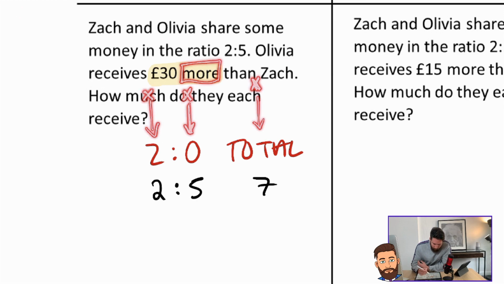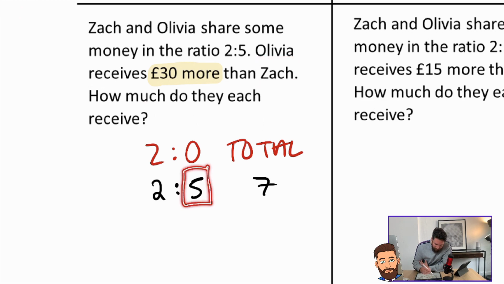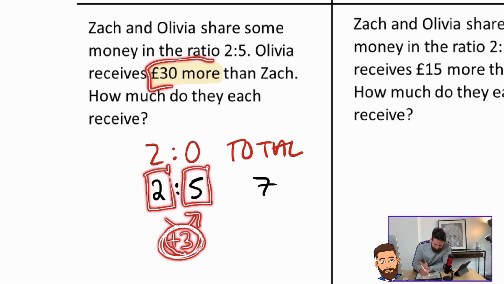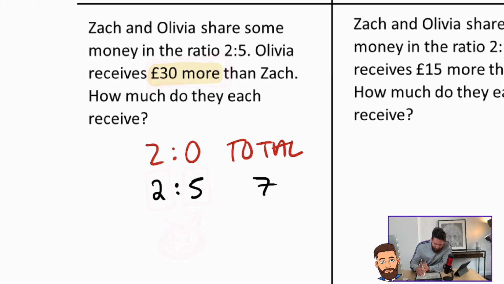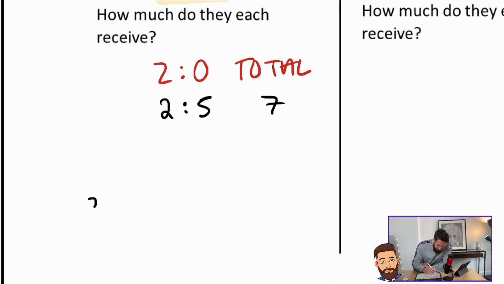If it is more, we need to check how many more parts is Olivia getting than Zach. Well, Olivia's getting 5 parts and Zach is getting 2 parts. So how many more parts is that? That is 3 more parts. So if Olivia is getting 3 more parts and she's getting £30 more, we could say that 3 parts, the extra 3 parts that Olivia's getting, is equal to the £30 that she's getting more than Zach.